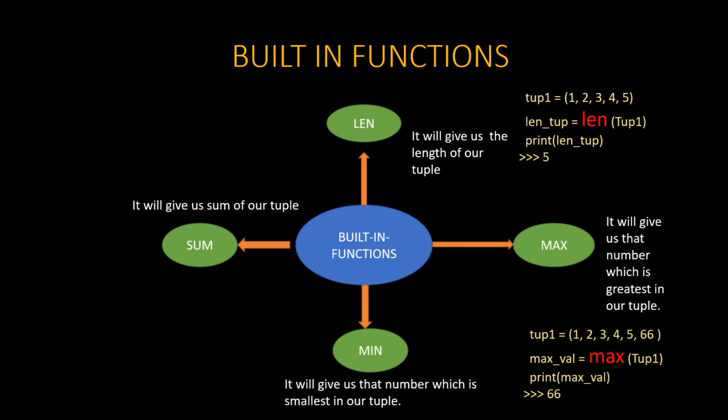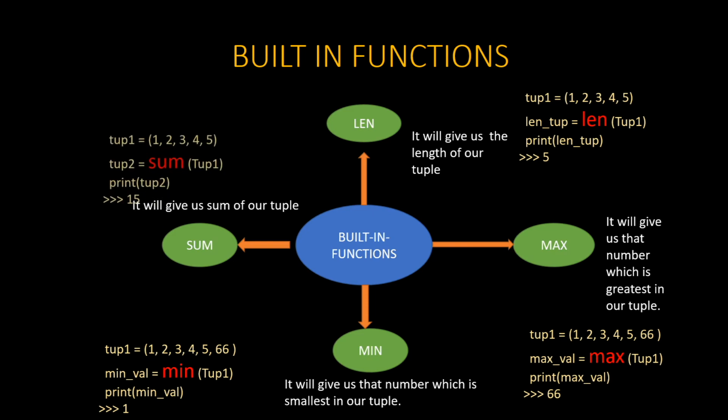So tube1 is equals to 1, 2, 3, 4, 5, and 66, and max of tube1 will give us the greatest number in our tuple, which is 66. And our next example is the min function. So tube1 is equals to 1, 2, 3, 4, 5, and 66, and min of tube1 will give us the minimum number in our tuple, which is 1.